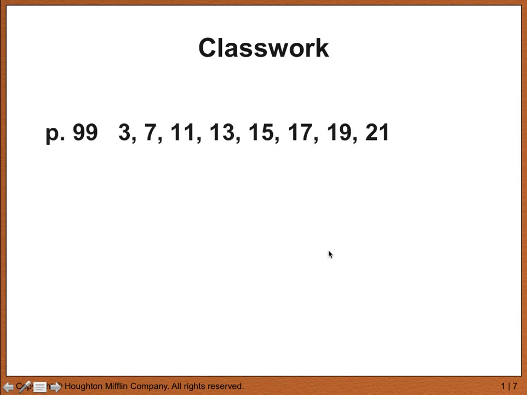The classwork, page 99, write these numbers down, and we'll work on them in class.